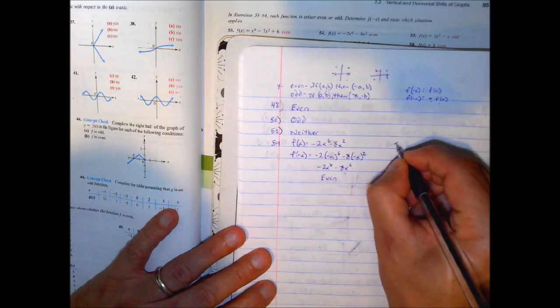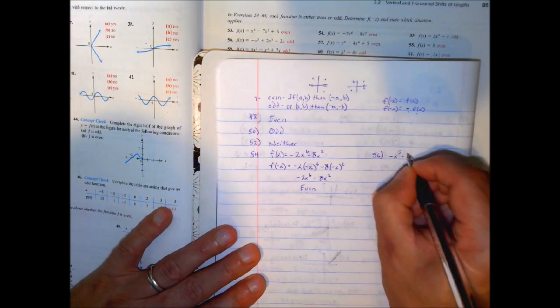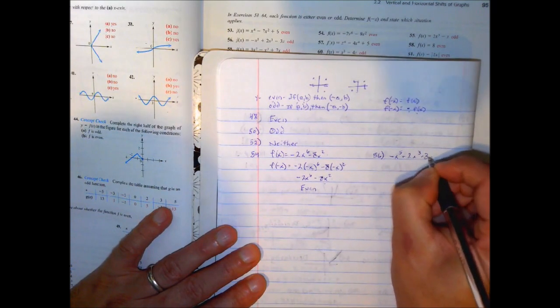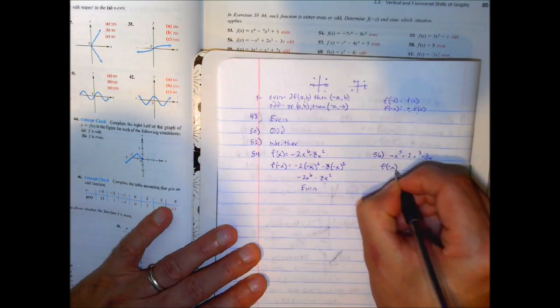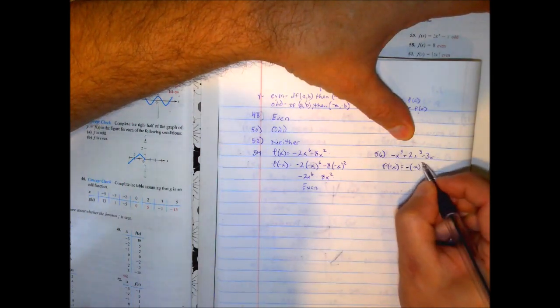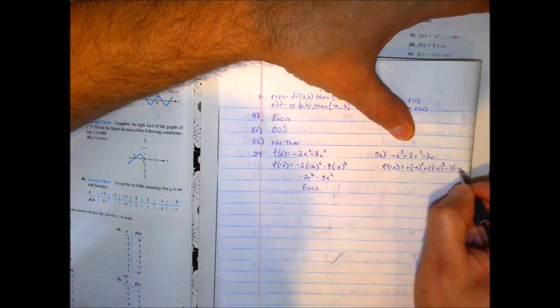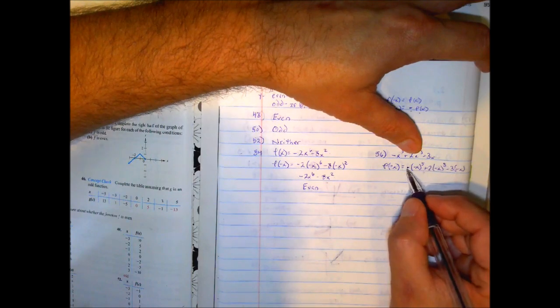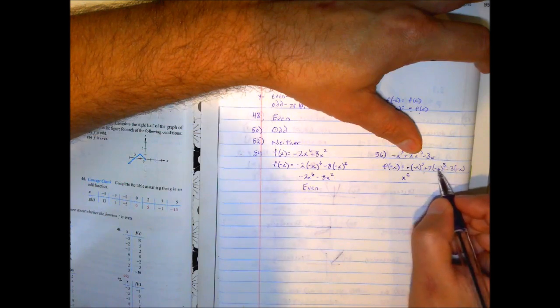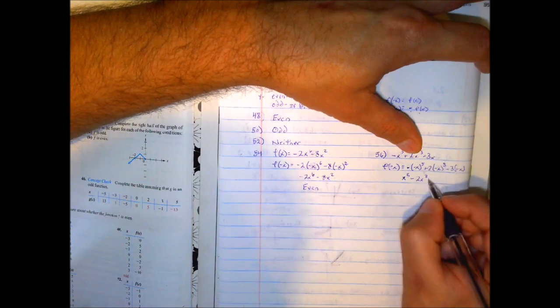Okay, 56. We have negative x to the 5th plus 2x to the 3rd minus 3x. Okay, so if I do f of negative x, I plug that in here. So negative x to the 5th plus 2 times negative x to the 3rd minus 3 times negative x. Okay, now I work this out. Negative to the 5th power is a negative, times this negative makes that positive x to the 5th. Negative to the 3rd power is negative, times positive 2 is negative 2x to the 3rd, and a negative times a negative is a positive 3x.